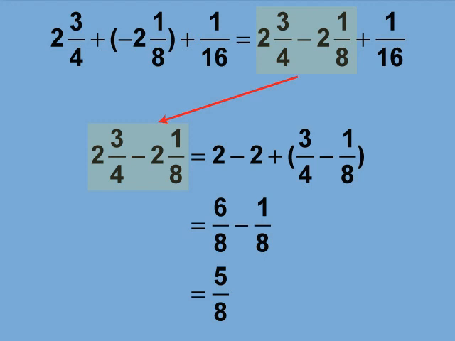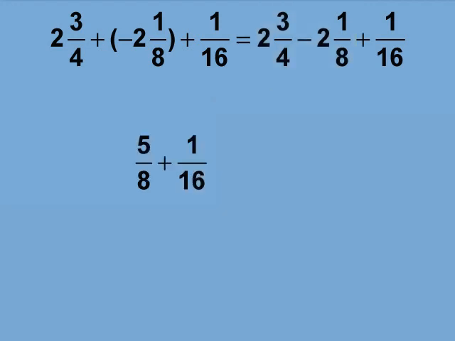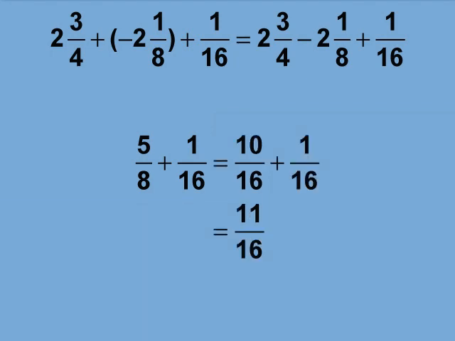Now we combine 5/8 and 1/16. Once again, notice that one denominator is a multiple of the other denominator, making it straightforward to find a common denominator, as shown here. The result is 11/16, which is the net change in the depth. Let's look at another example.